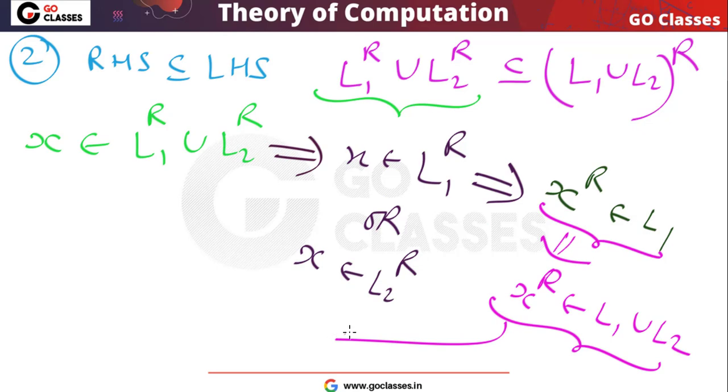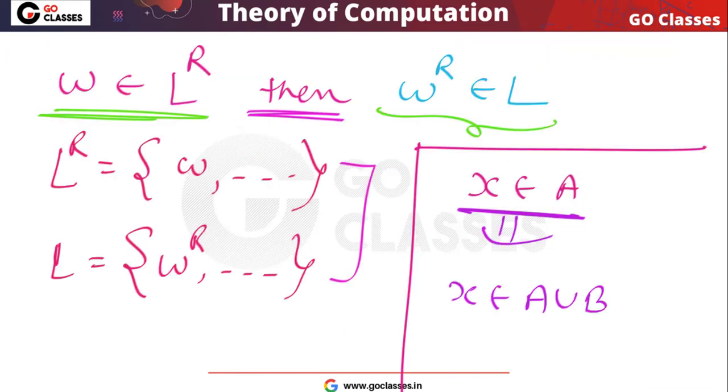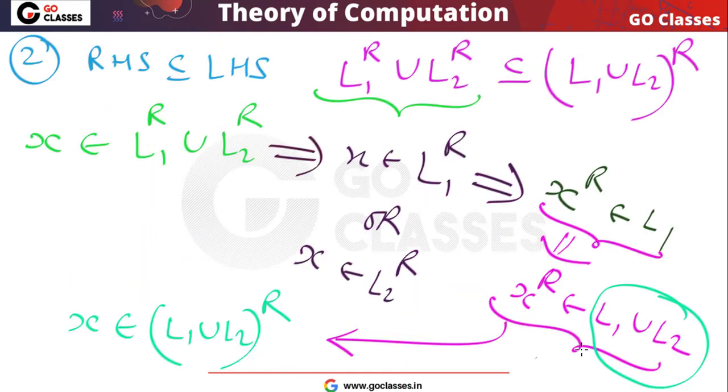If X reverse belongs to L1 union L2, then I can say that X belongs to L1 union L2 whole reverse. Because you already know that if W belongs to L reverse, then W reverse will belong to L. So if X reverse belongs to L1 union L2, then X will belong to L1 union L2 whole reverse. And this is what we have done.